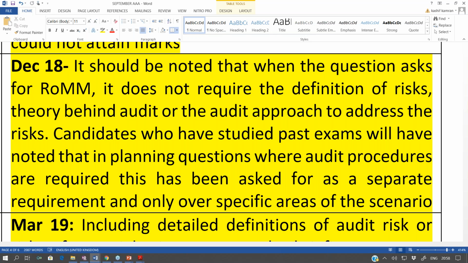Candidates who have studied past exams will note that in the planning question where audit procedures are required, this has been asked for as a separate requirement. Does the examiner ask for procedures separately in the exam paper in question one? In the question we were doing today, there was a specific procedure on government grant. There was a specific procedure on the work in progress. So should we be writing the mitigations of the government grant and of the revaluation or of the deferred tax in the answer? So please don't write mitigations, right?